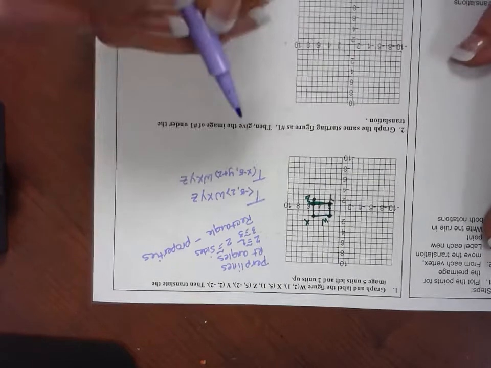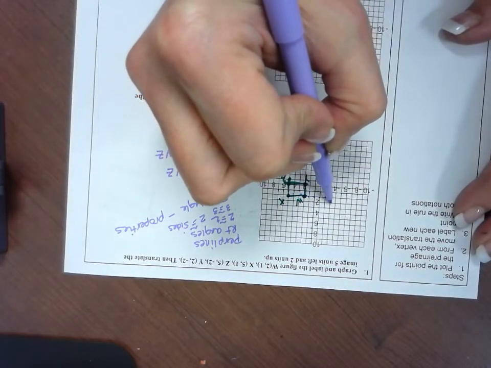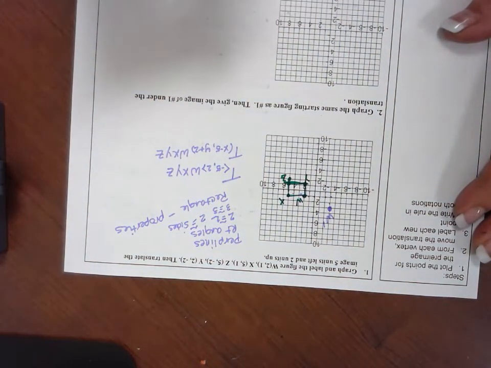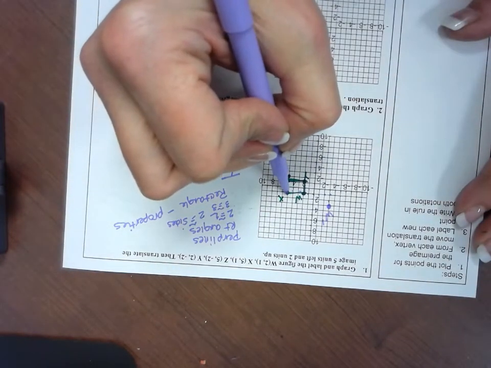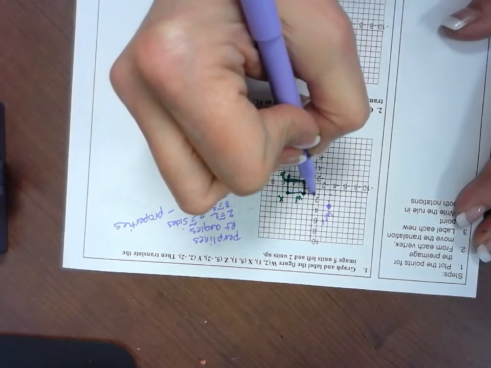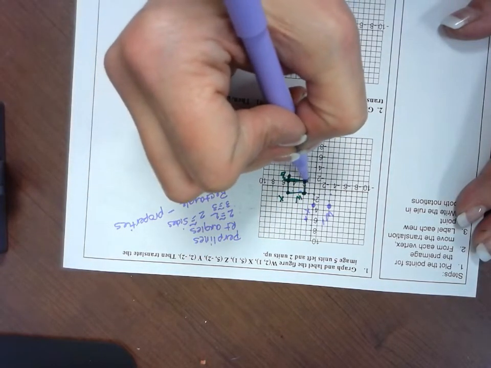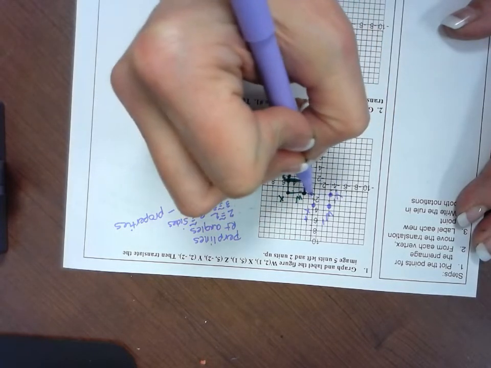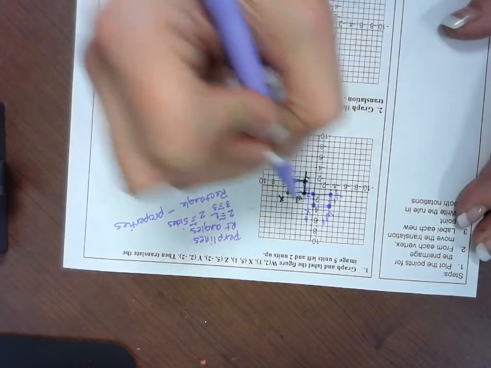All right, and so now all you do is do your counting. So 1, 2, 3, 4, 5, up 2, and that becomes W prime. Okay, now let's go and do it again. 1, 2, 3, 4, 5, up 2, and that becomes X prime. And then 1, 2, 3, 4, 5, 1, 2 is Y prime. That's going to be Z prime, and there's my translated figure.